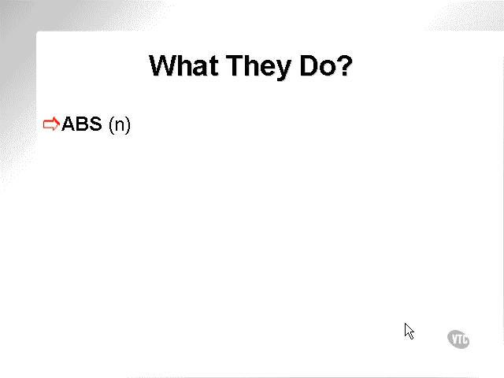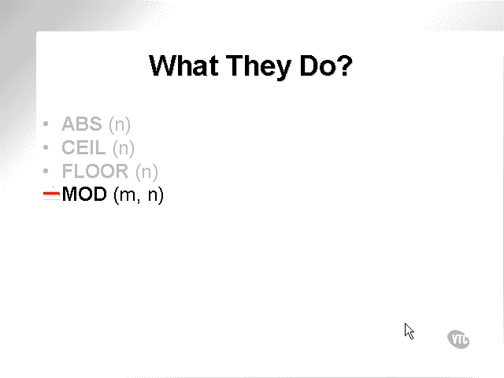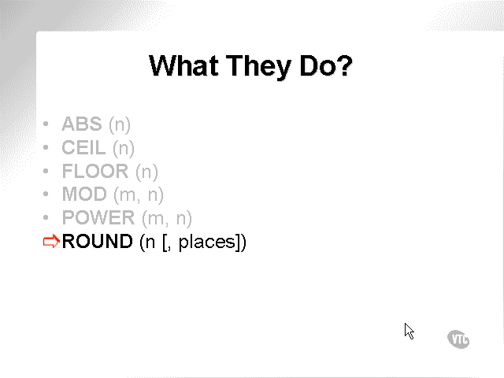What do they do? ABS is an absolute value function. CEIL is a ceiling function. In other words, you take a real number, which is a number with decimals, and you round it up to a whole number. Floor does the opposite of ceiling. Mod is a modulus or remainder function. Power, we've already seen, raises a number to a power.